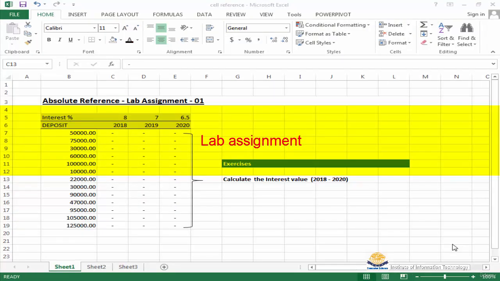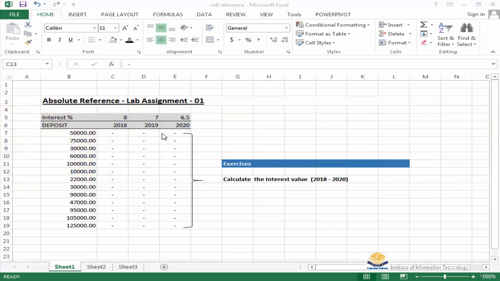Lab assignment. A sample data: deposit and their interest. These deposits' interest percentage is different in these 3 years. From these details, calculate the interest value of deposits in each year. The interest percentage is different.